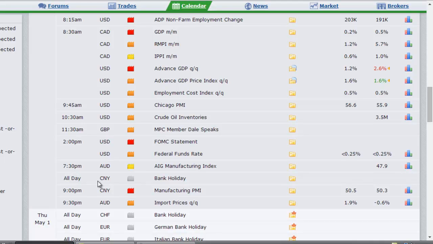After that, we also have some news here, you see, for China, manufacturing PMI, a very high impact news, which will definitely influence also the Australian dollar, US dollar currency pair. And here it is again, another one, the Australia, okay?